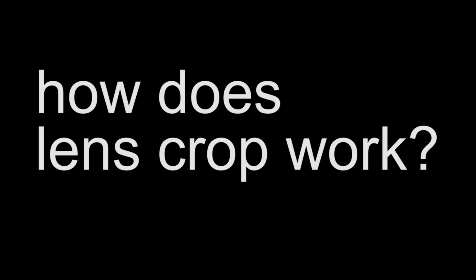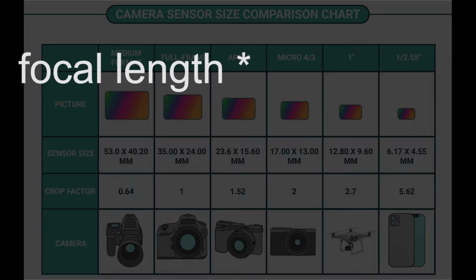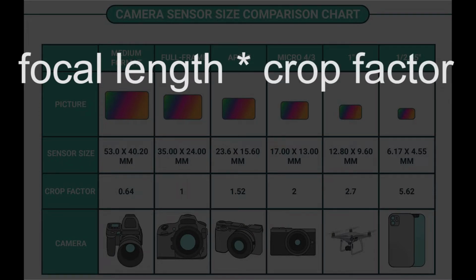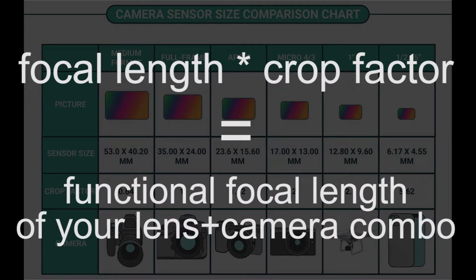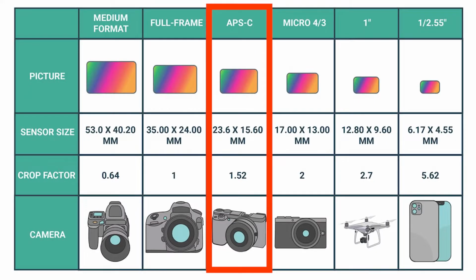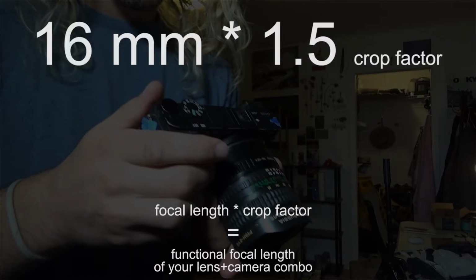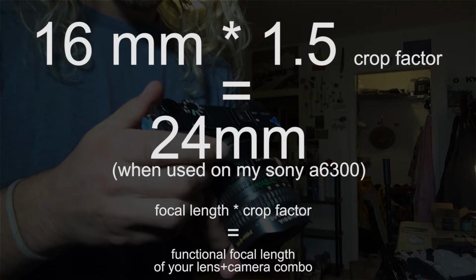An easy way to understand how cropped sensors affect focal length is to use the crop factor multiplier. Multiply the focal length of your lens by the multiplier associated with your sensor size, and you'll get the functional focal length of your current lens and body combo. Like I said, my digital camera has an APS-C sensor and therefore a 1.5 crop factor. Multiplying this lens focal length, 16mm, by 1.5, I get 24mm in effective focal length.